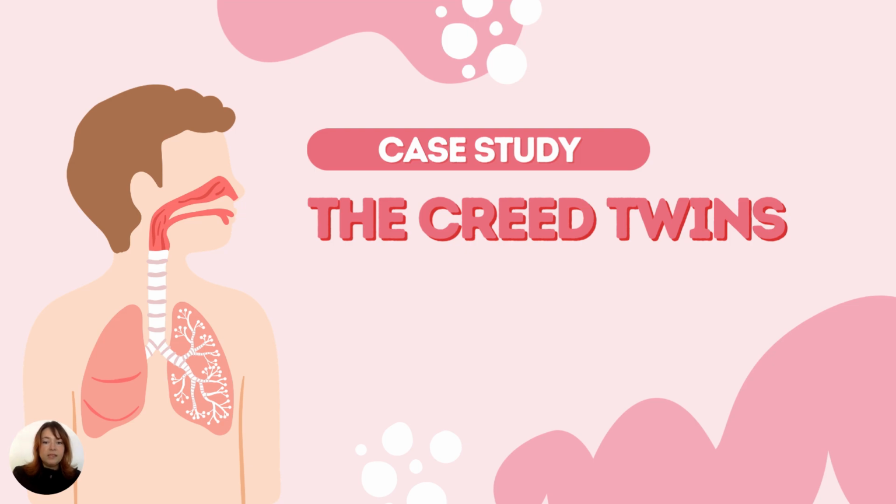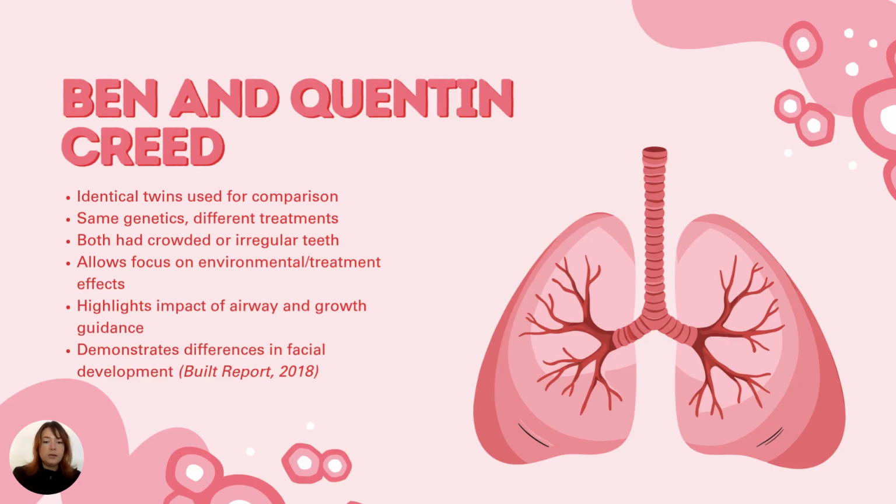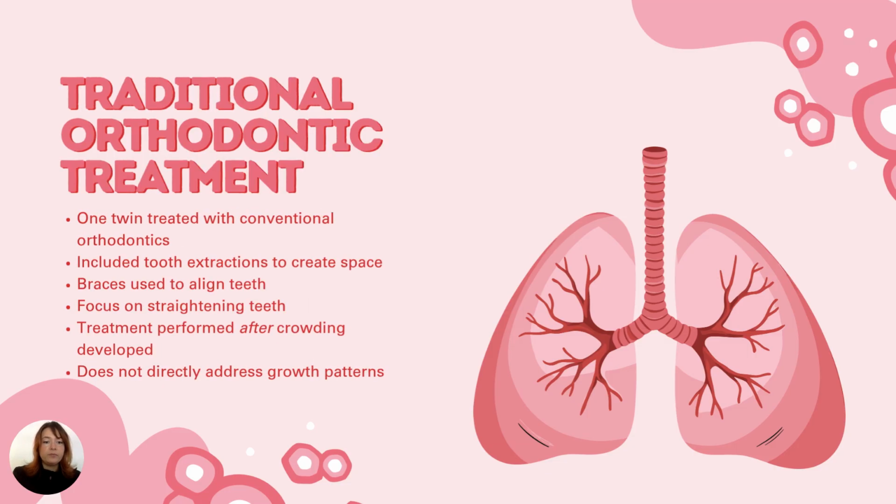Now this case is very interesting. It is called the Creed twins. So we have Ben and Quentin Creed. They are identical twins used for comparison, same genetics, but different treatments. Both had crowded or irregular teeth. Allows focus on environmental versus treatment effects. It highlights the impact of the airway and growth guidance and demonstrates differences in facial development.